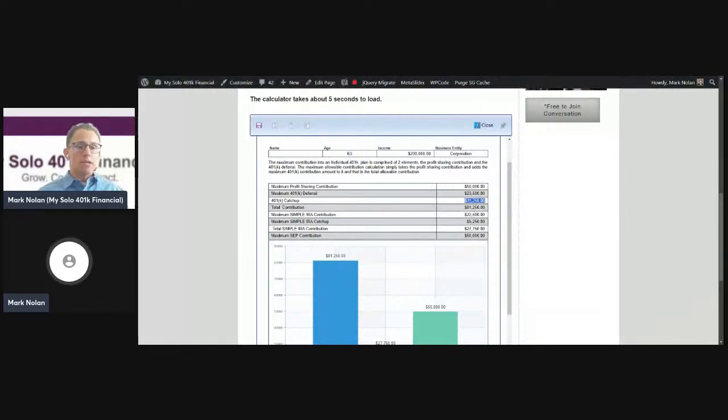So in short, there's different ways to do calculations based on whether you're contributing to your daytime job 401k or if you have a 403b that you contribute to.